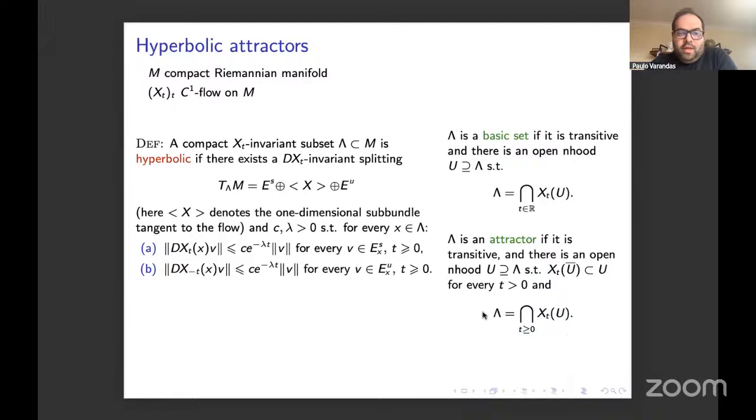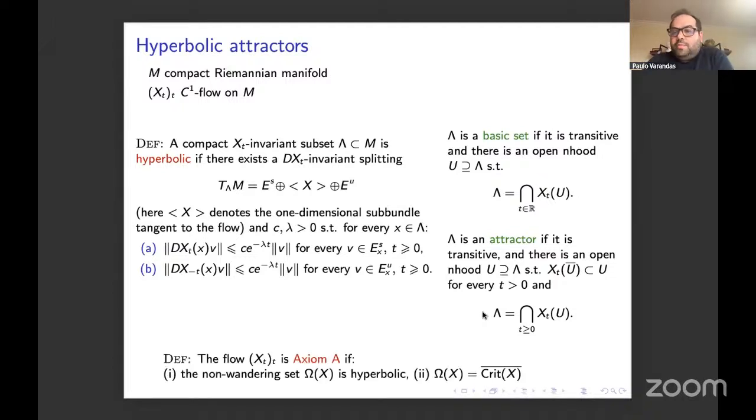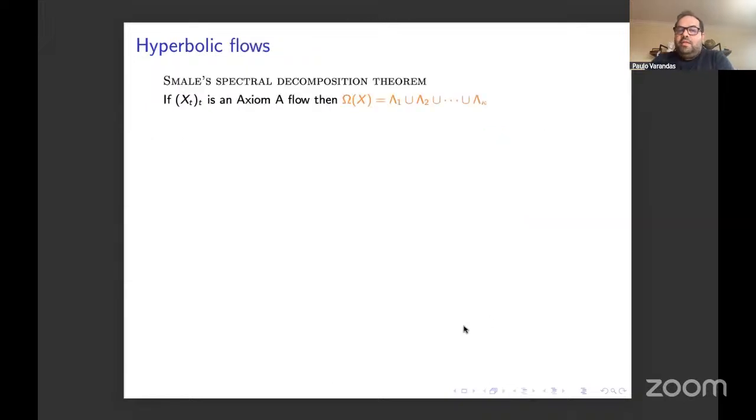And a flow is Axiom A, sometimes people just refer to it as hyperbolic, if its non-wandering set is hyperbolic, and the non-wandering set is the closure of the critical elements. Here, by critical elements, I mean singularities and periodic orbits. Of course, if it's hyperbolic, then singularities should be isolated. And Smale's spectral decomposition theorem says that if you have a hyperbolic Axiom A flow, then the non-wandering set can be written as a finite disjoint union of hyperbolic basic sets.